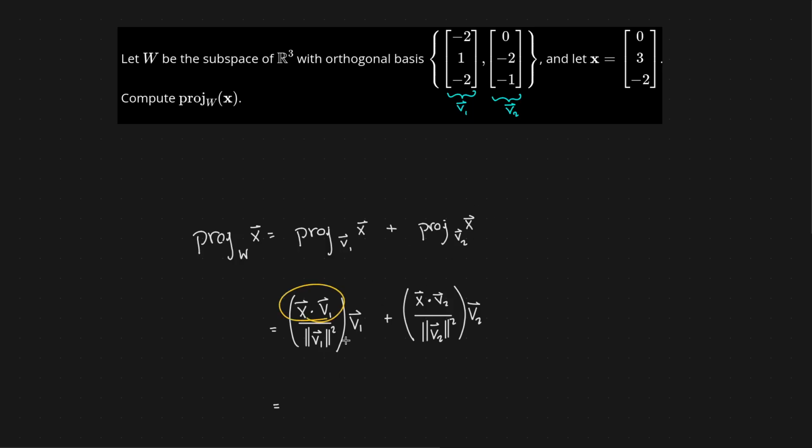So the dot product of X and V1, 0, 3, negative 2, dotted with negative 2, 1, negative 2. I get 0 plus 3 plus 4, I get 7. Over the norm of V1 squared. So that's 4 plus 1 plus 4, that's 9, times vector V1.